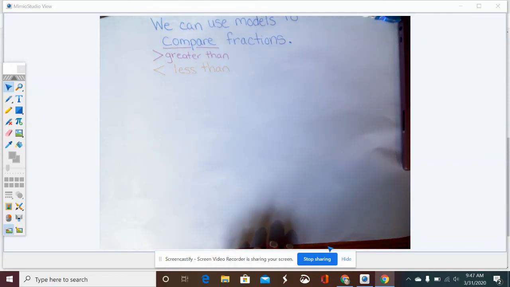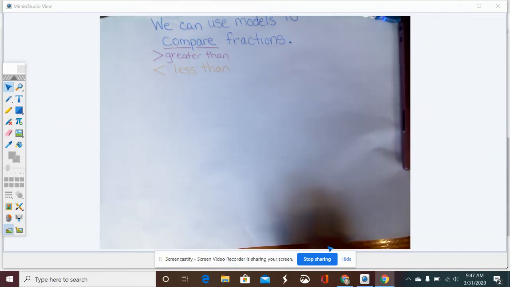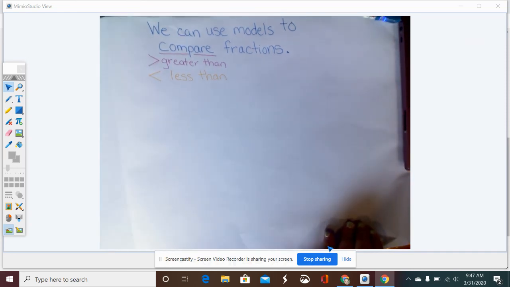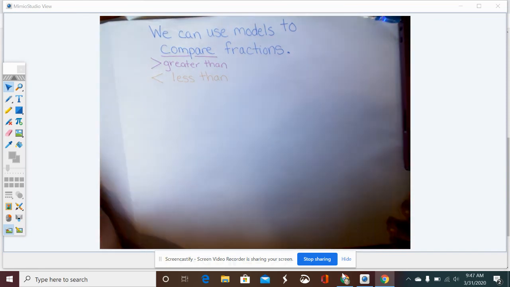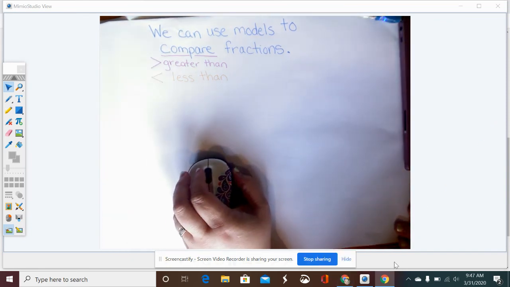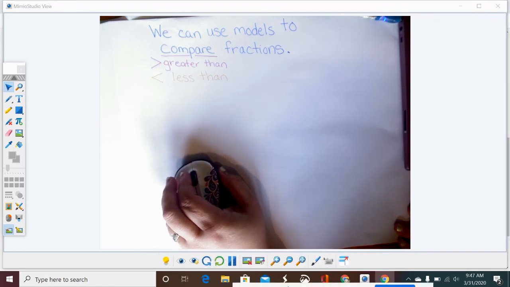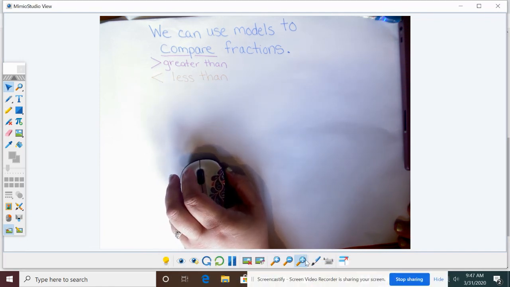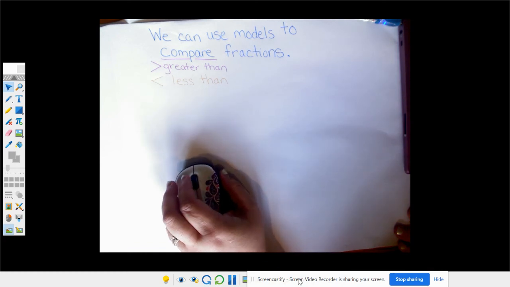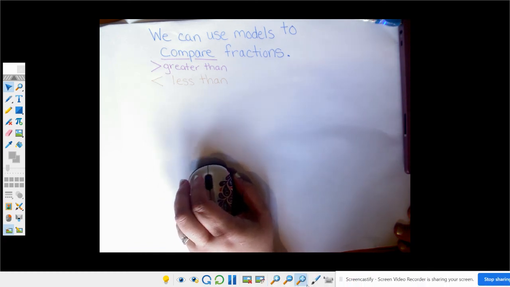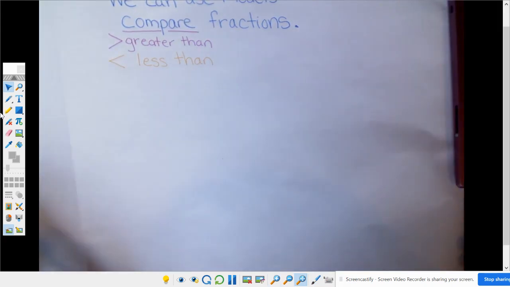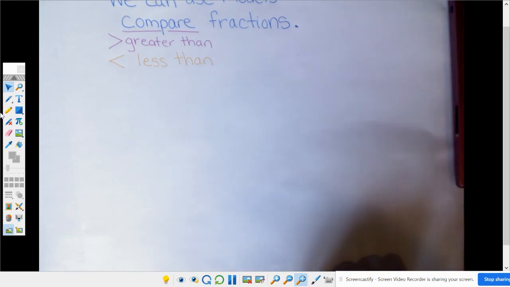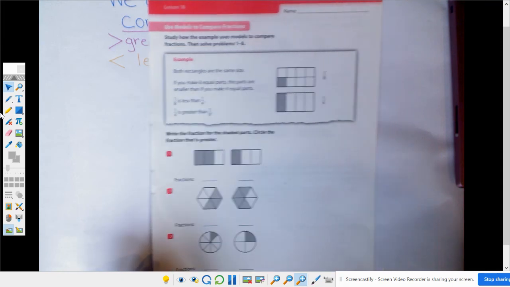All right, guys, today we're going to look at page 199 and 200. For our lesson today, our learning target is that we can use models to compare fractions. Whenever we compare fractions, we are deciding which one is greater and which is less. When we compare two things, we're just figuring out how they are different and how they're alike.